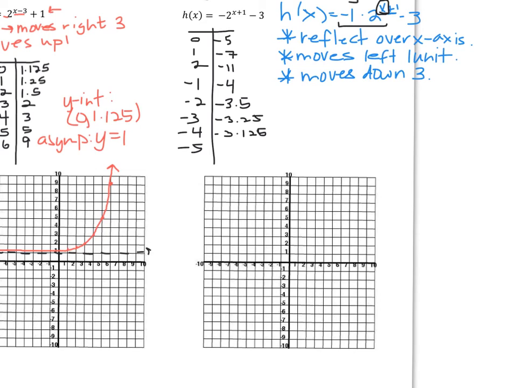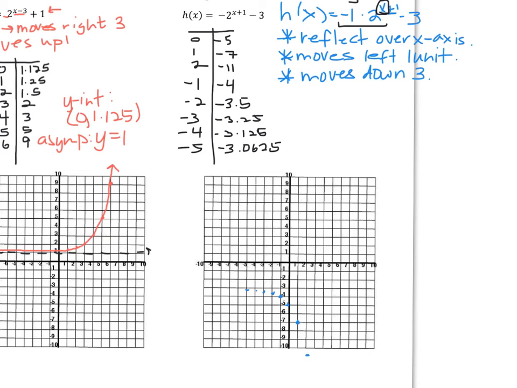If we plug in negative 5 plus 1 is negative 4. 2 to the negative 4th power would be 1 over 2 to the positive 4th, which is 1/16. Times negative 1 would be negative 1/16. Minus 3 would be negative 3 and 1/16, or negative 3.0625. Go ahead and plot these points, and we'll see what's happening with our graph.